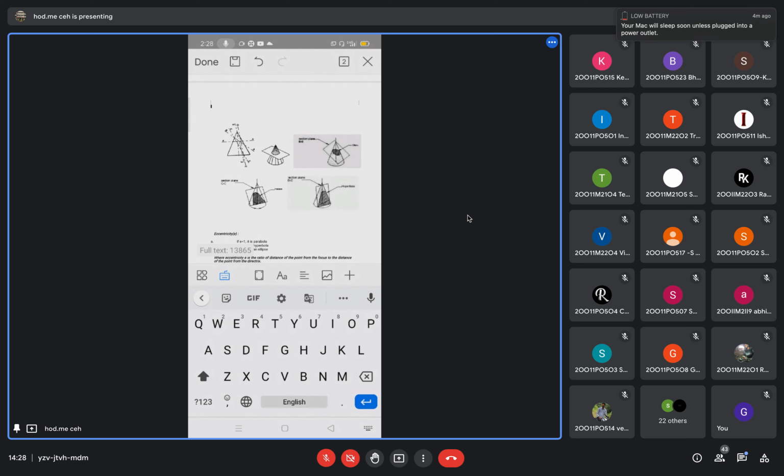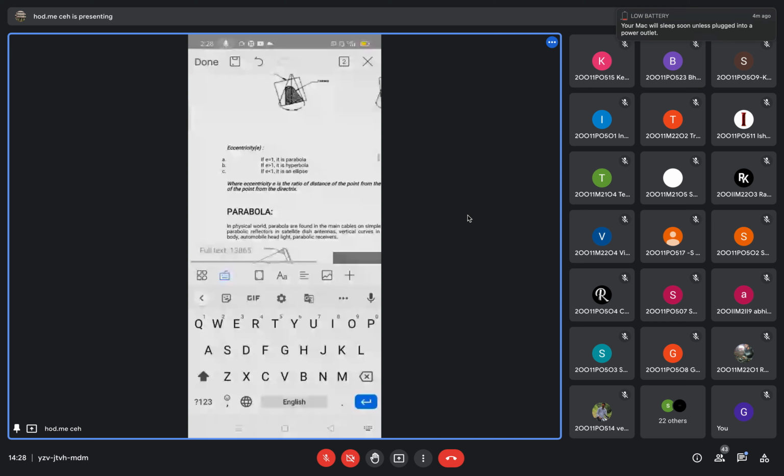Write on the point, eccentricity. If E is equal to 1, then the curve is a parabola. If E is greater than 1, the curve is a hyperbola. If E is less than 1, the curve is an ellipse. These are the 3 points to write, all of you.